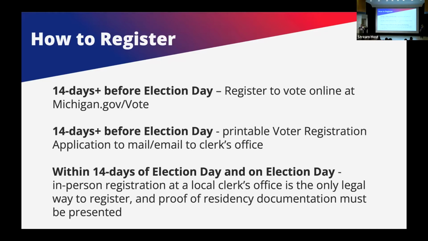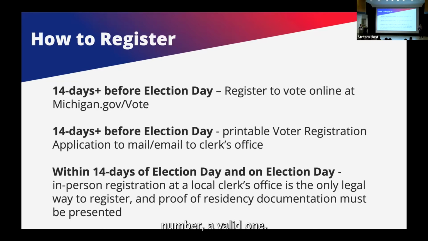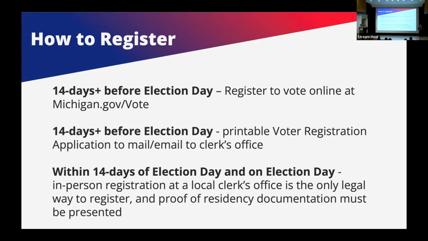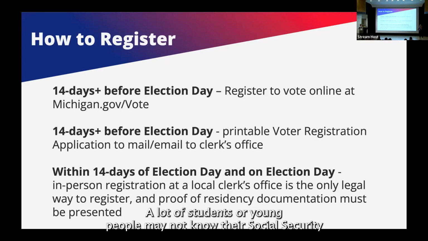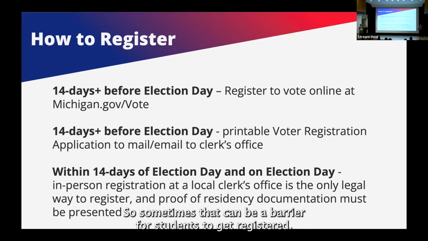ahead of election day. And one thing to note about the online versus printed forms, this is something that we've discovered working with younger and college age populations. If you are registering to vote online, you need two things. You need your Michigan driver's license or ID number, a valid one. And you also need the last 4 digits of your social security number. A lot of students or young people may not know their social security number, may not carry around their social security card with them. So sometimes that can be a barrier for students to get registered.